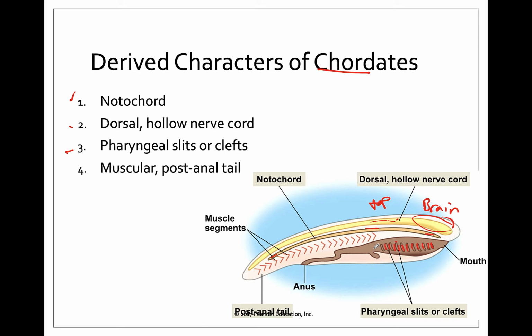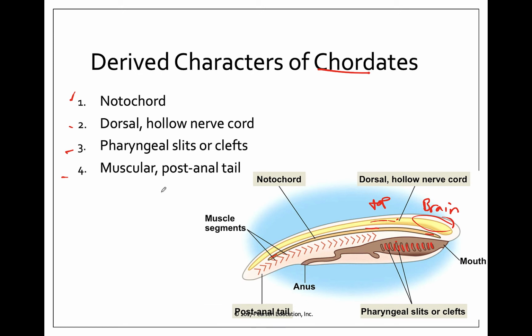And then these later developed into gills. So gills are going to be involved in acquiring oxygen from the water for breathing. And then in organisms like tetrapods, these are going to develop into structures inside of the ear, the head, and the neck. And then the fourth is a muscular post-anal tail.